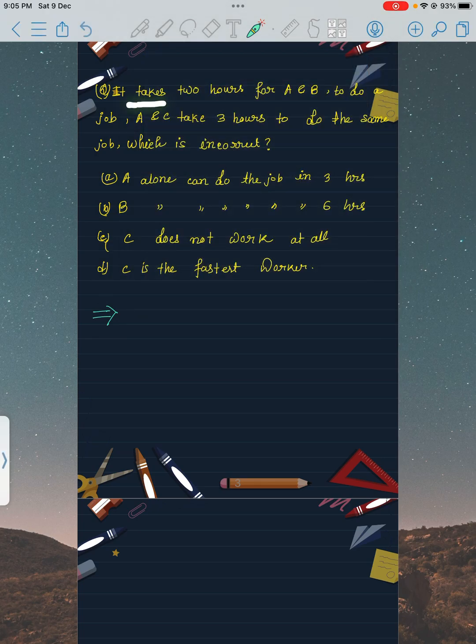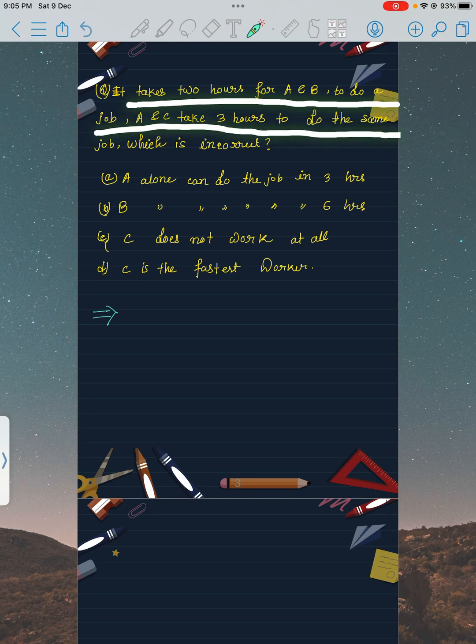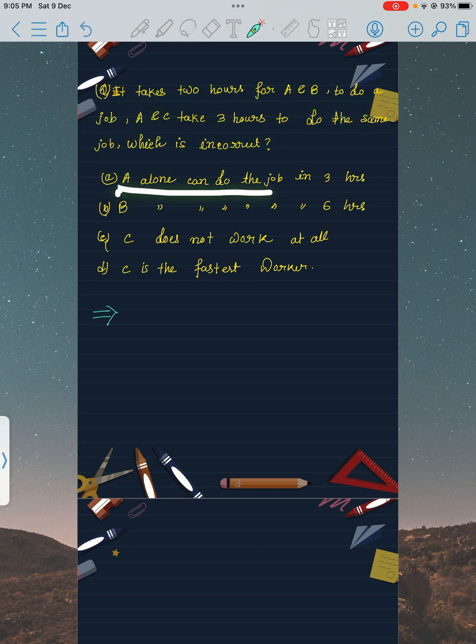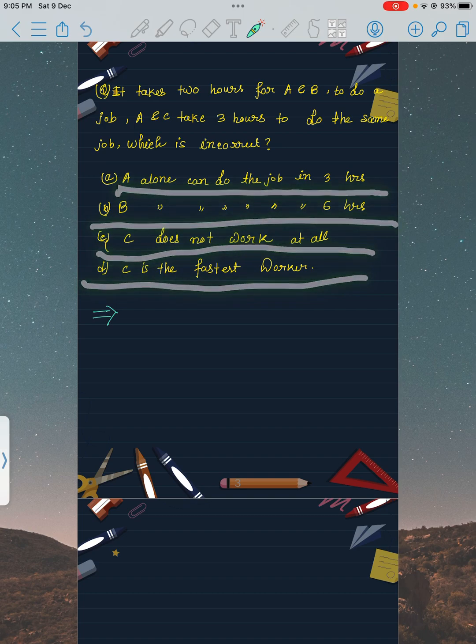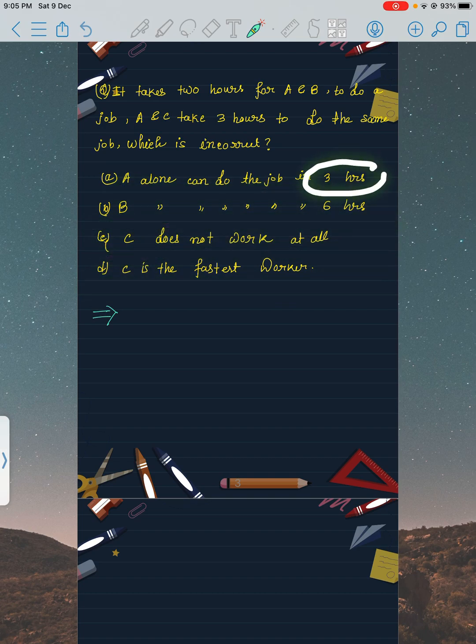It takes 2 hours for A and B to do a job. A and C take 3 hours to do the same job, which is incorrect. See, A alone can do this job in 3 hours. B alone can do the job in 6 hours. C does not work at all. D is the fastest worker. So all the statements are related with time.